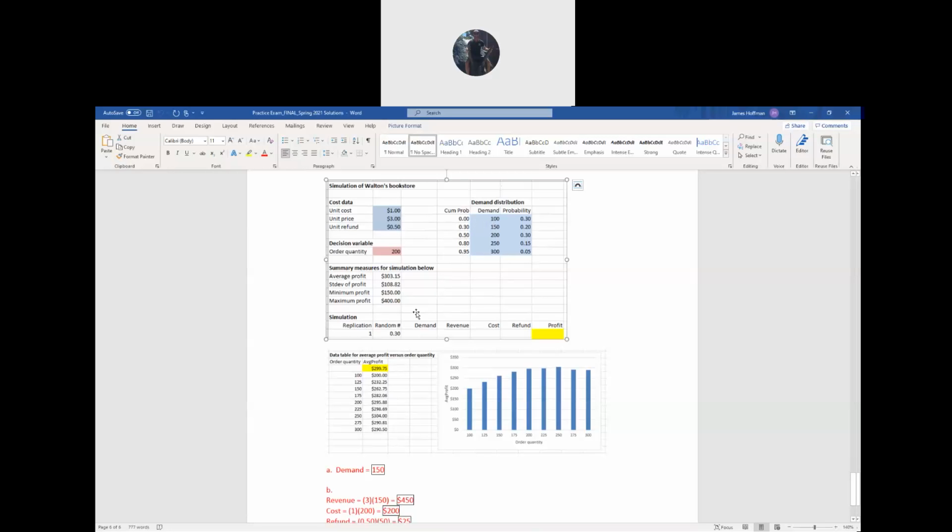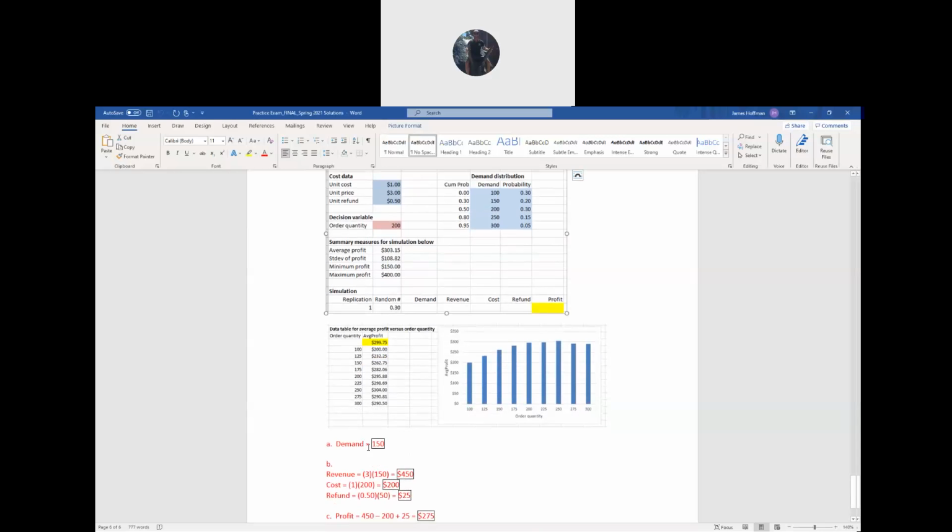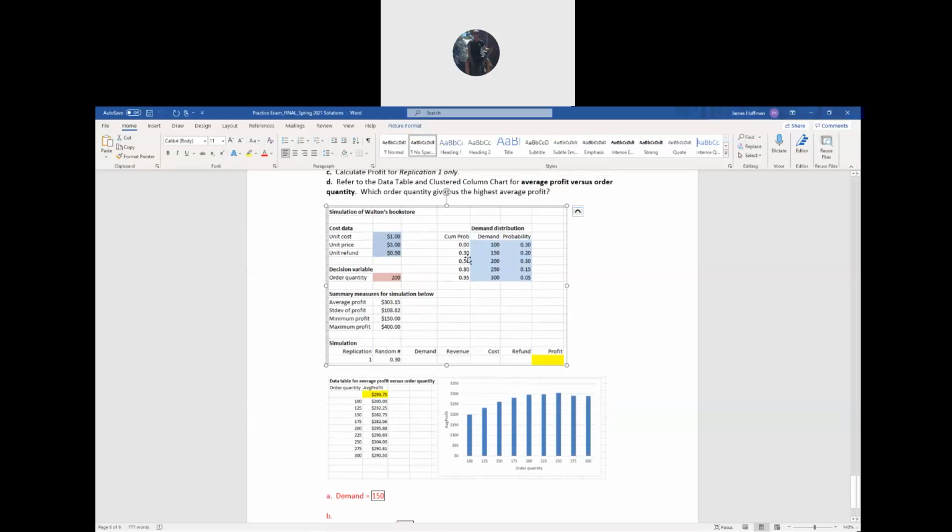So basically, here's the random number 0.3, and if the random number is 0.3 and less than 0.5, that range is 150. Even if it's exactly that number. So if the random number is exactly one of these, then just give the demand next to it, which in this case is 150. But normally it's going to be in the range.